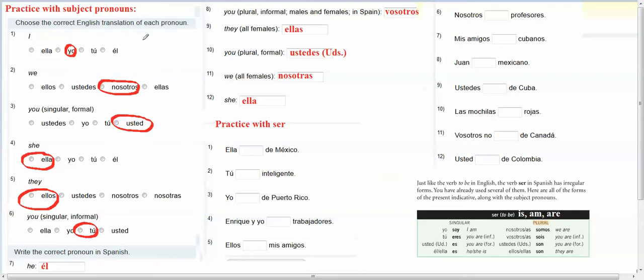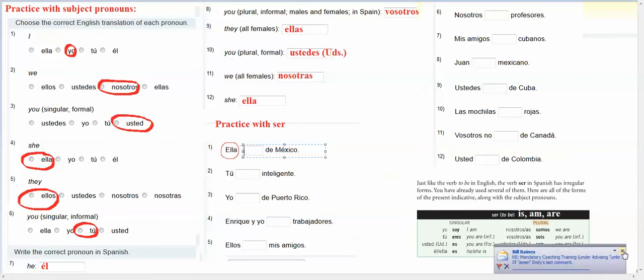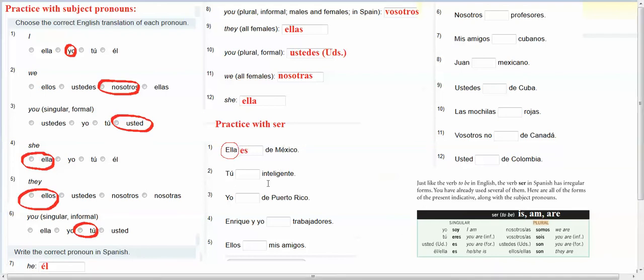So this is a statement. Who is it that's from Mexico? It's going to be her, it's going to be ella. So if I go over to my chart, here's ella. The ser that I need is es, so that's what I'm going to plug in here. That's how I say that she is from Mexico. Ella es de Mexico.